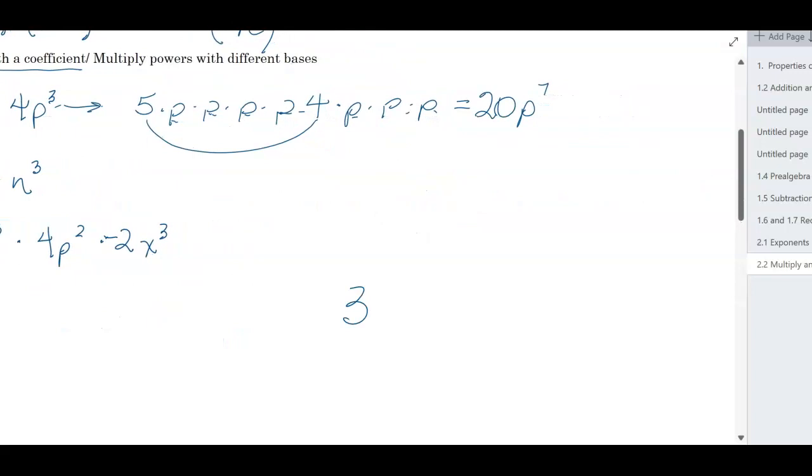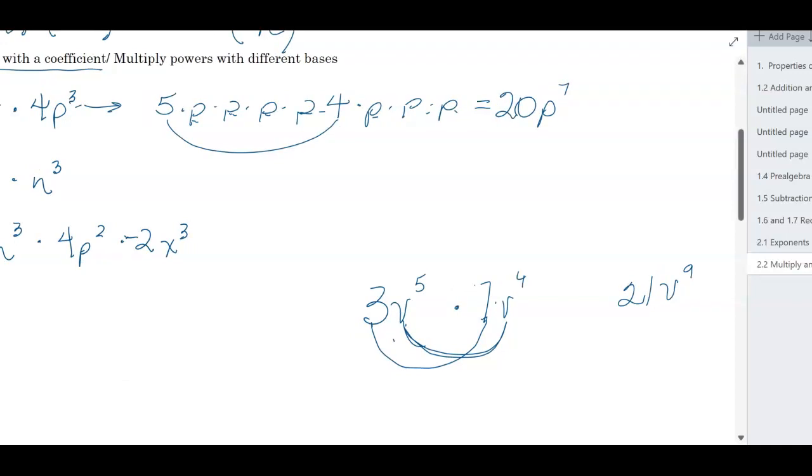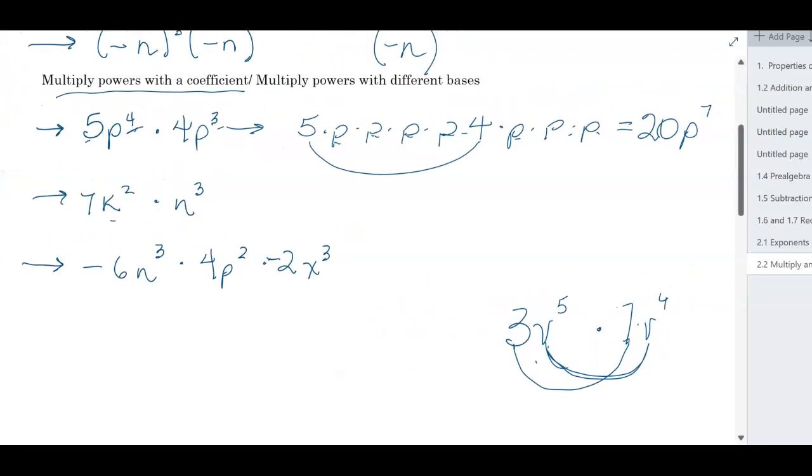Let's say you have 3v to the 5th times 7v to the 4th. You're going to take the coefficient times the coefficient. In this case, it's 3 times 7, which is 21. Then you're going to multiply your powers. v to the 5th times v to the 4th is v to the 9th. And if I had expanded that, that probably would be more clear. But most people won't expand them when they get this big in the numbers, but we'll see.